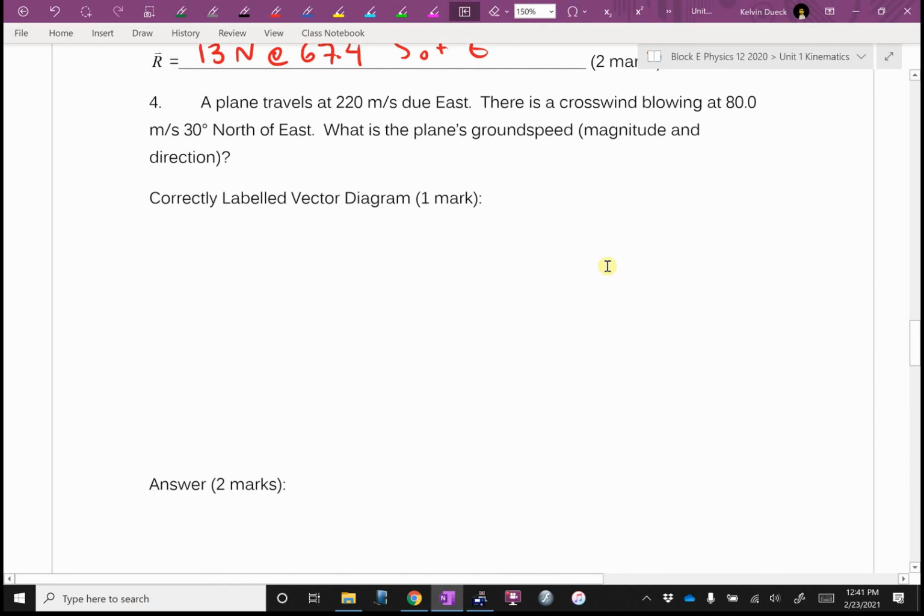4. Why did I sigh? Because I saw an angle. Did I say angle? I see components here. Okay.